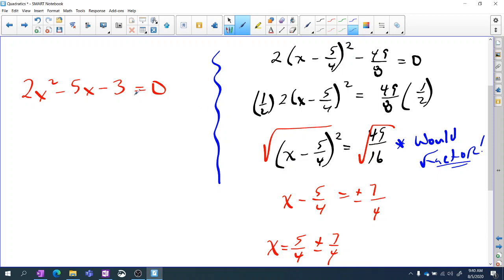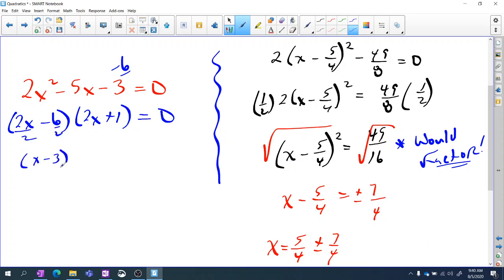It's quicker and easier to look at this and say 2 multiplied by -3 is -6. I do know two numbers that multiply to give that and add to give that. They are -6 and +1. So use your factoring strategy instead. 2x subtract 6, 2x plus 1. Divide this one by 2. X take away 3, 2x plus 1 equals 0. X could be 3 or x could be -1/2.